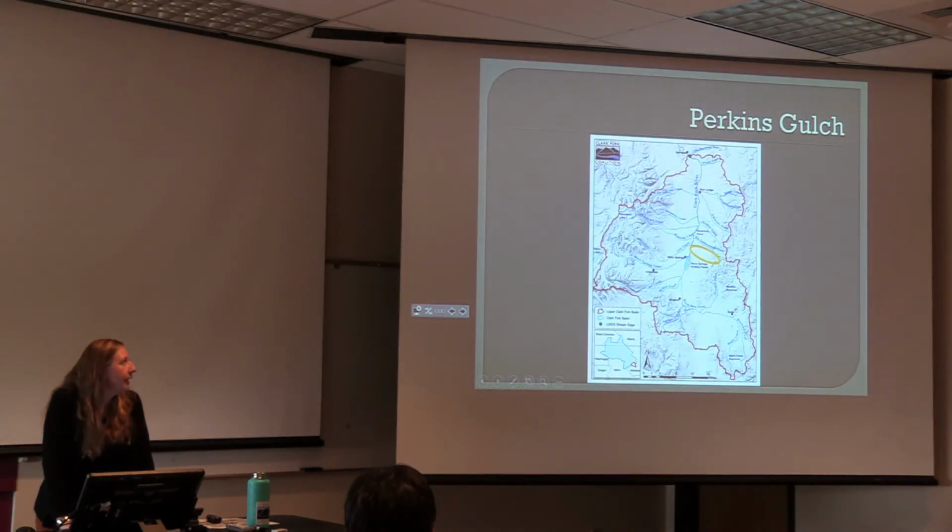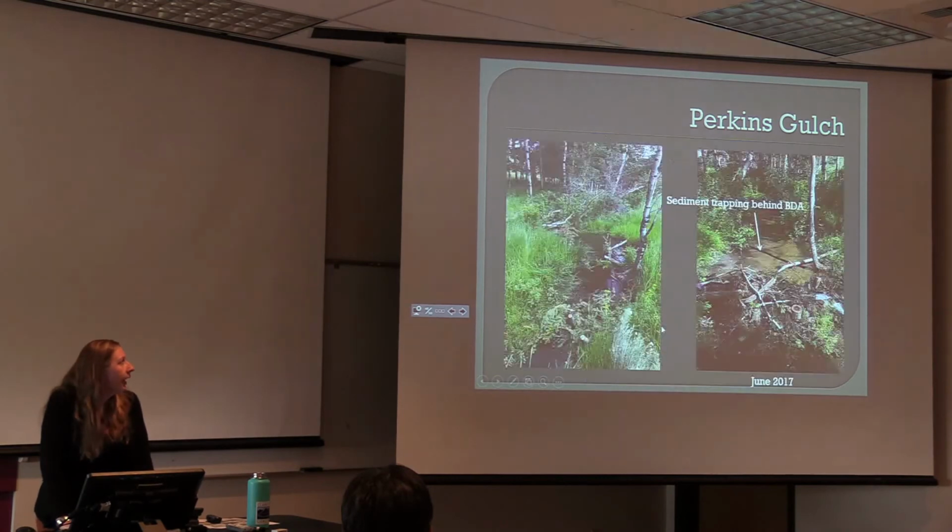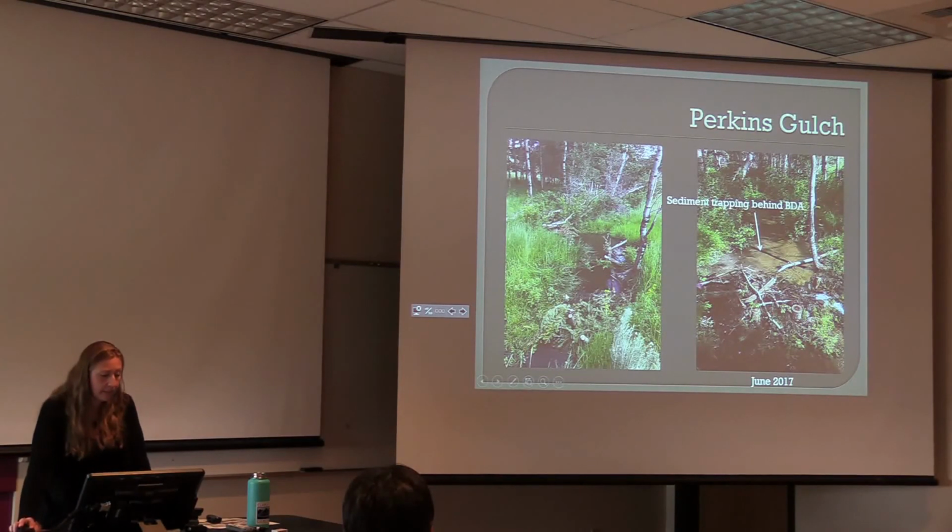Okay, another project we did was on Perkins Gulch. It's not on this map, but I put the circle where Perkins Gulch is. It's a very small little drainage that flows into the Upper Clark Fork, just south of Dry Cottonwood Creek. Last year, this project was put in in May. This picture on the left was right after implementation, and the picture on the right was just one month after implementation.